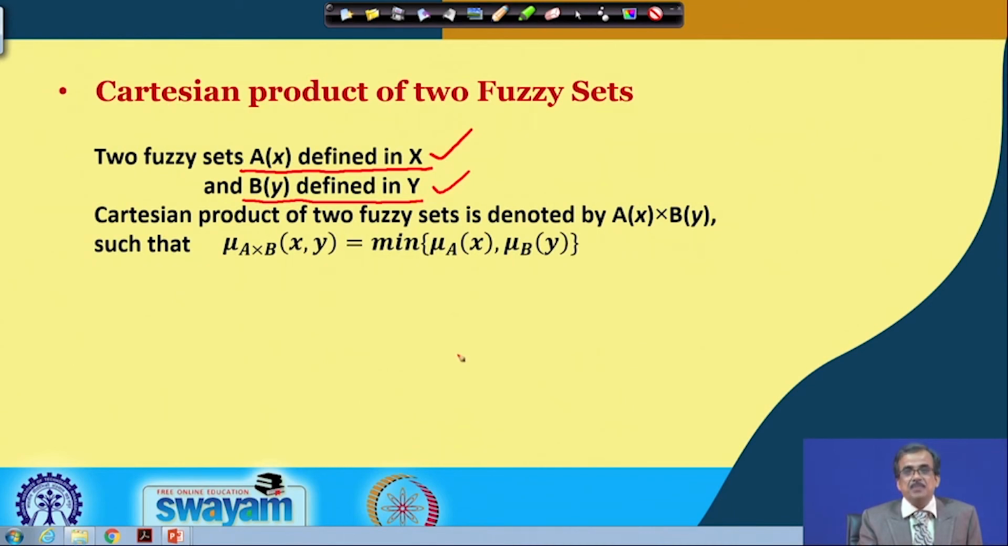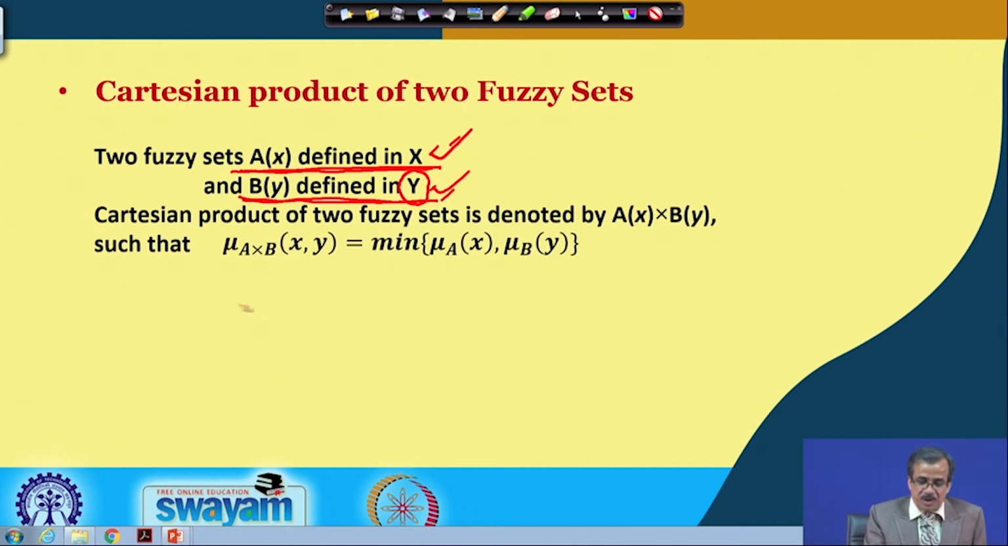And B(y) could be the collection of values of, say, the humidity of a particular place, where y is nothing but the collection of all humidity values. So, I have got two universes of discourse, one is x, another is y, one could be temperature, another could be humidity, and A(x) is defined in x and B(y) is defined in y. So, how to find out the Cartesian product of these two fuzzy sets?